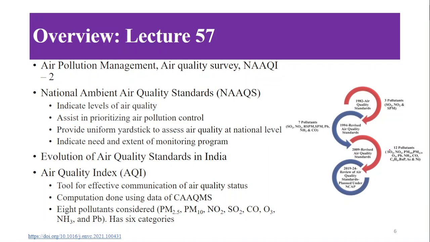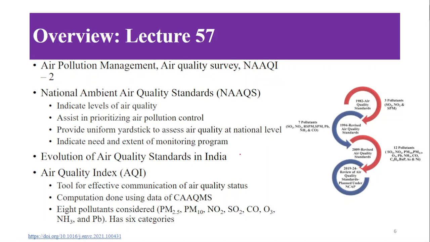In that revision, five more pollutants were added, such as BaP (benzo[a]pyrene), arsenic, nickel, and benzene. And finally, for 2019 to 2024, the review of air quality standards planned under the NCAP is going on.